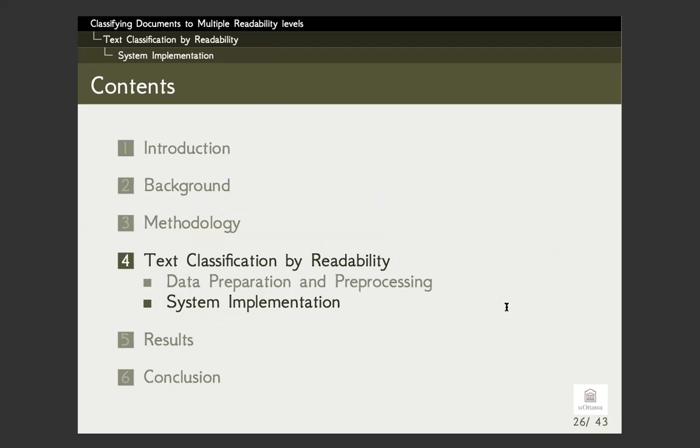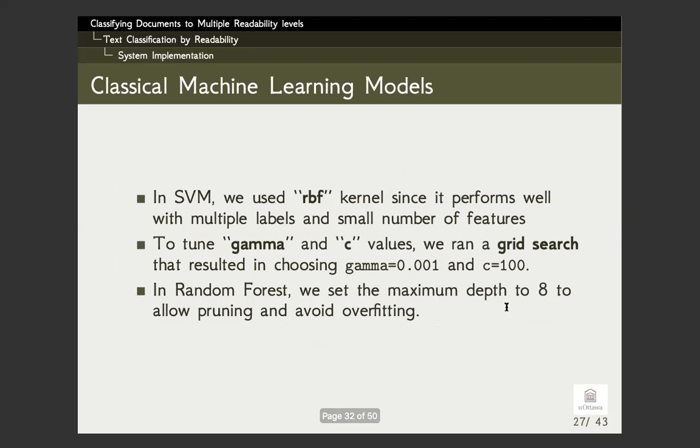For system implementation, we used RBF kernel in SVM since it performs well with multiple labels and a small number of features. And we tuned the values of gamma and C by applying grid search to find the best value for those two parameters. For the random forest, we set the maximum depth to 8 to allow pruning and avoid overfitting.